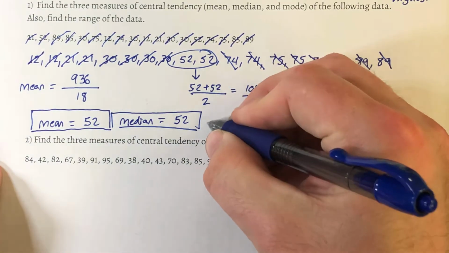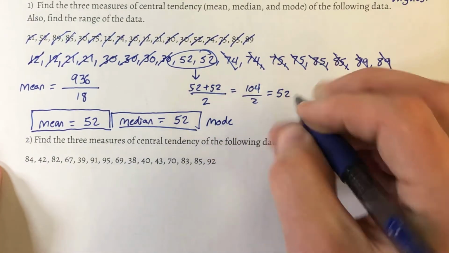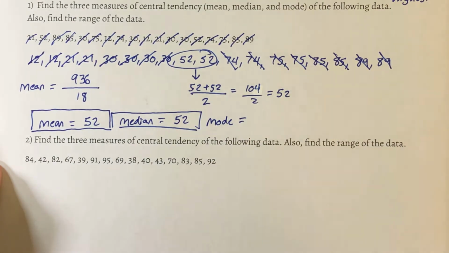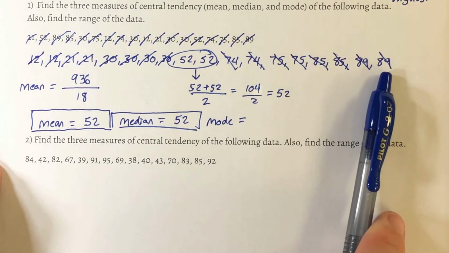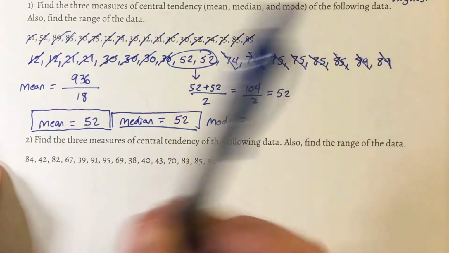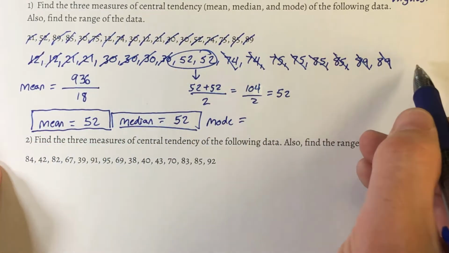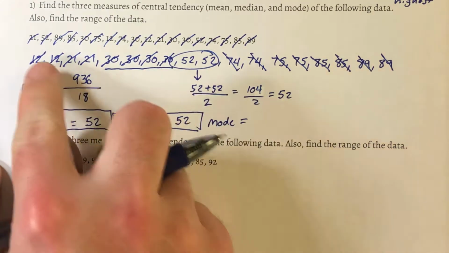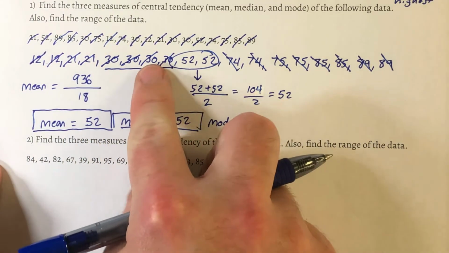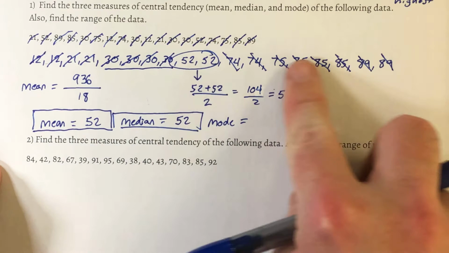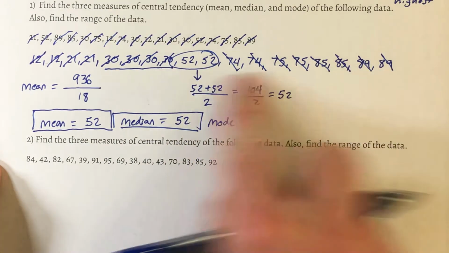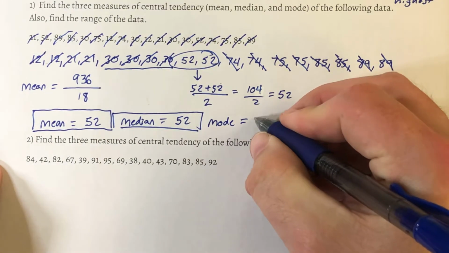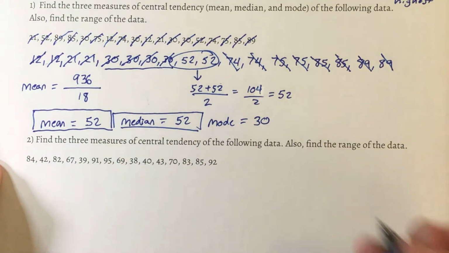All right, next one, the mode. Mode is what happens the most, not what's highest. So 89 is the highest, but that's not what happens the most. Now, since I have them all listed in order, I can see this bunch of 30s right there. So there's two 12s, two 21s, there's four 30s. Is there anything else that has more than 4? No. So 30 is what happens the most. So our mode is 30.